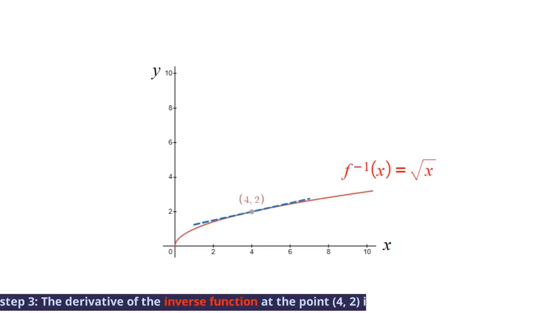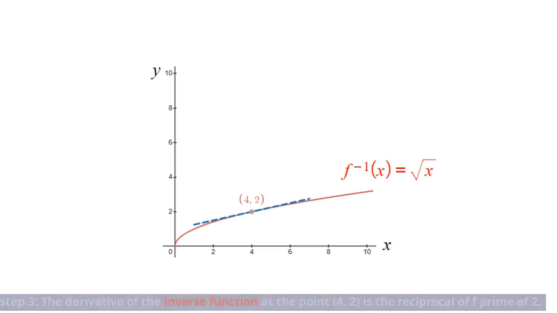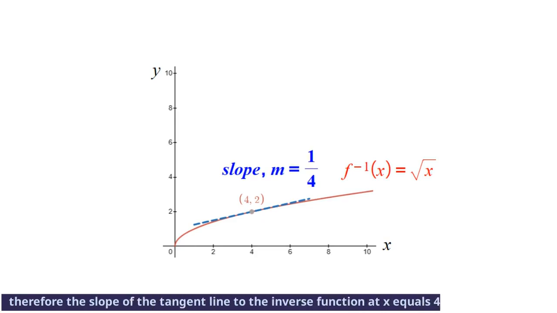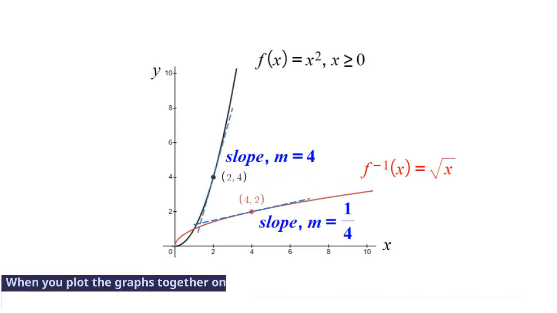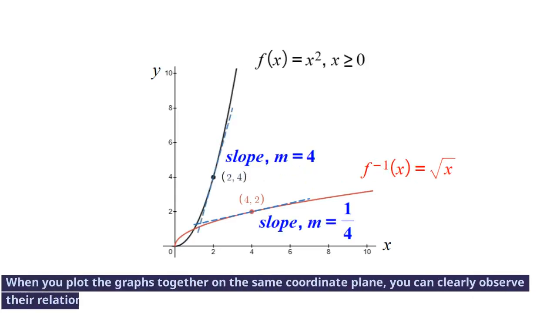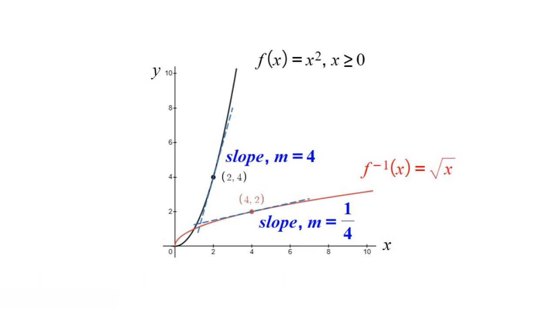Step 3. The derivative of the inverse function at the point (4, 2) is the reciprocal of f prime of 2. Therefore, the slope of the tangent line to the inverse function at x equals 4 is 1/4. When you plot the graphs together on the same coordinate plane, you can clearly observe their relationship. See you next time!